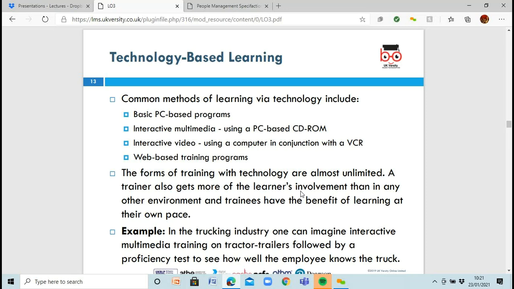An example of this is, again, within the trucking industry. In the trucking industry, one can imagine interactive multimedia training on tractor trailers followed by a proficiency test, to see how well the employee knows the truck. They're carrying out tests, they're able to do training on the PC or the laptop, and they're able to become proficient, to see how well they know how a truck works and if they know all the systems that need to be used.